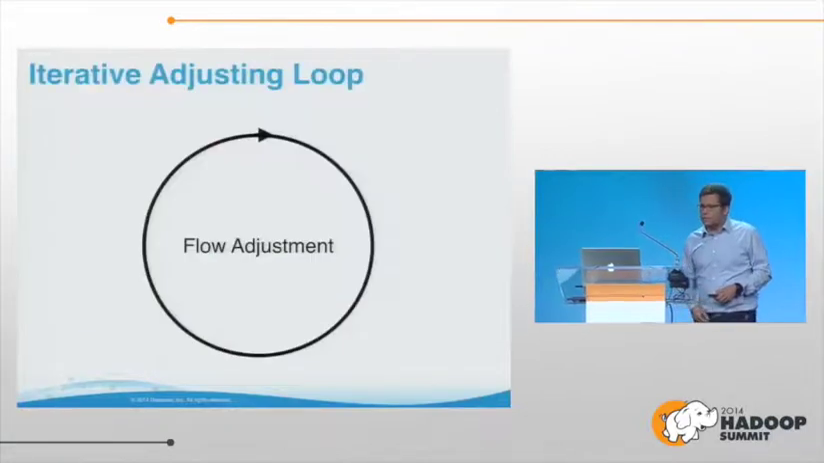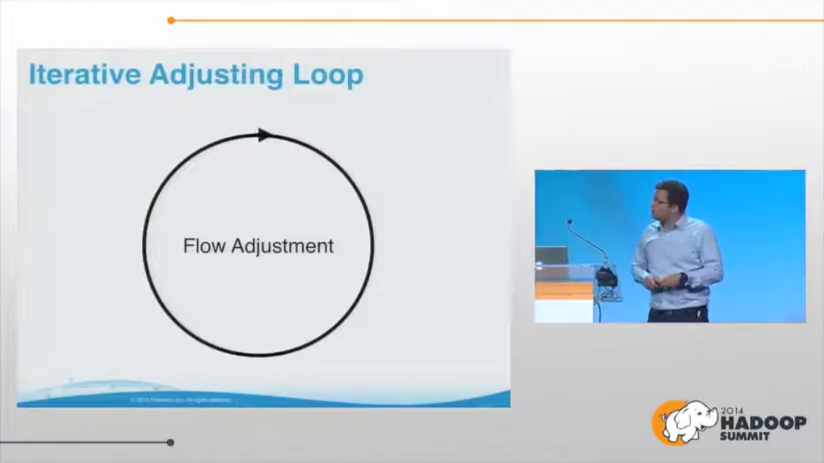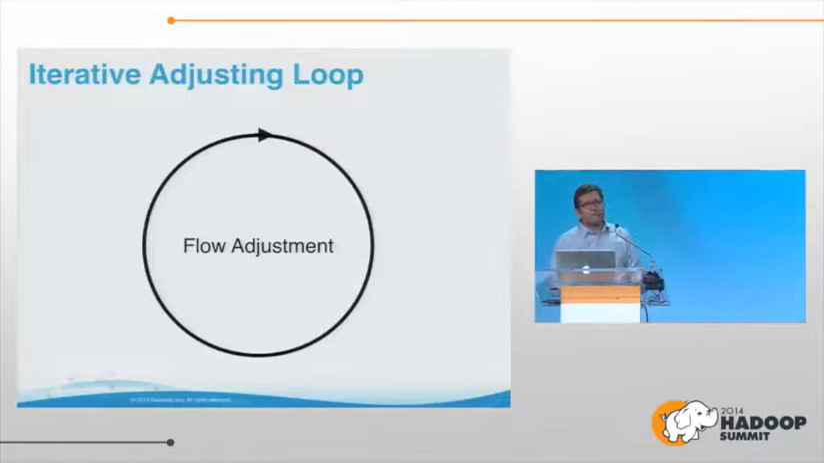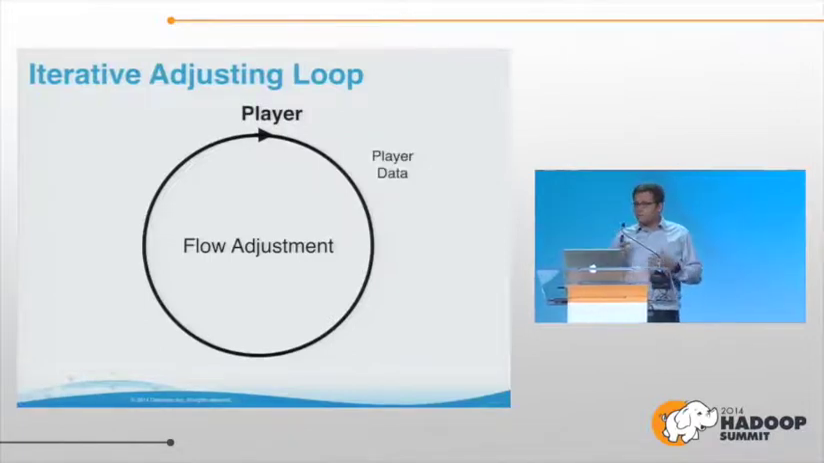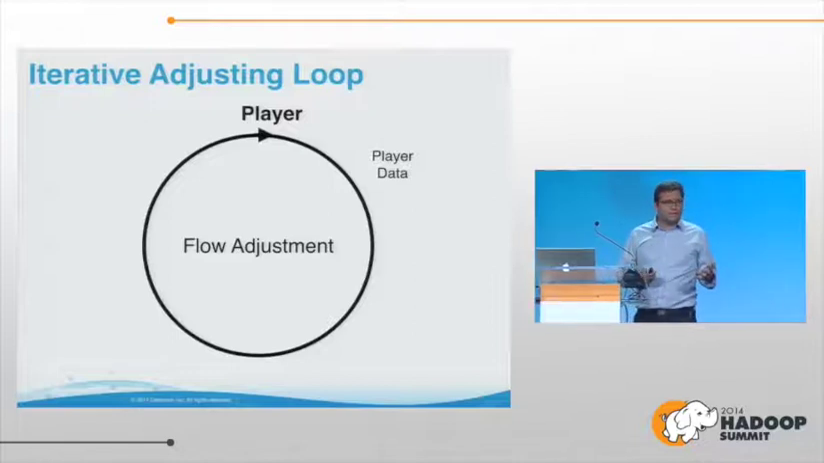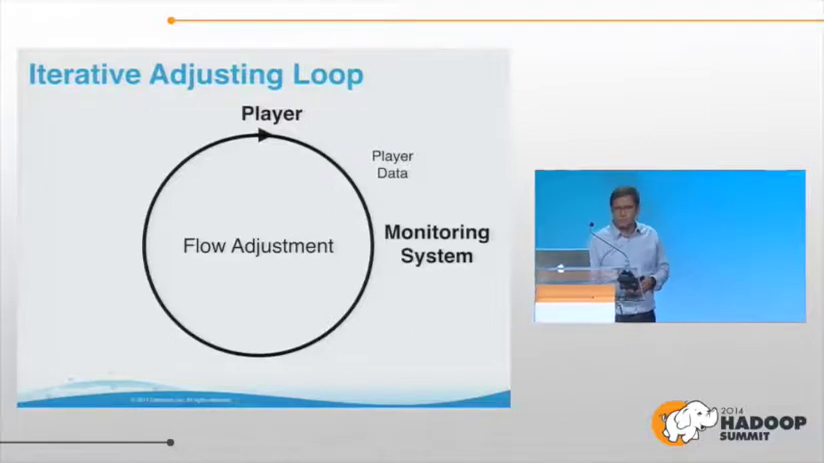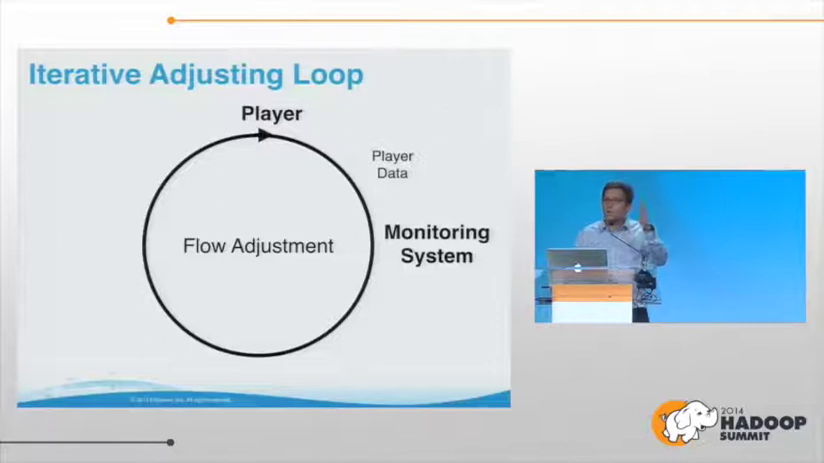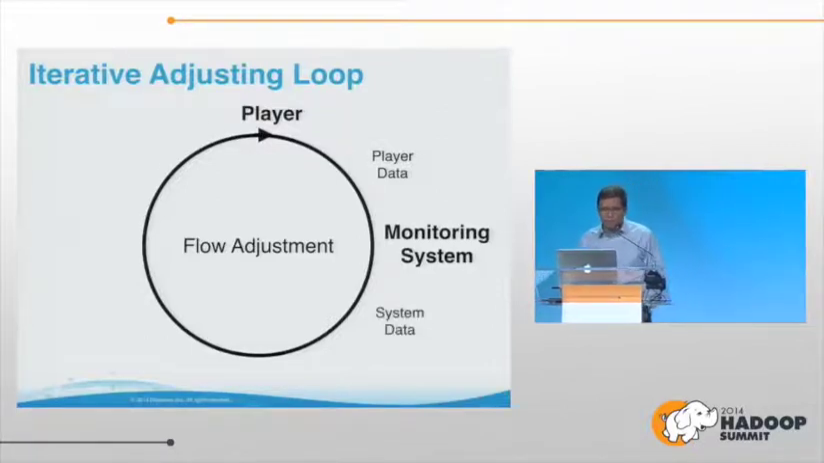So what you can do is called an iterative adjustment loop, where you consistently measure events and adjust your application to what you're observing. In the case of a game, it's a player. You collect the player data, right? This is mostly event data. We'll talk about this a little bit more in a second. And you have a monitoring system that keeps a tap on the user and sees how he's doing, how he is progressing, how he is moving forward.